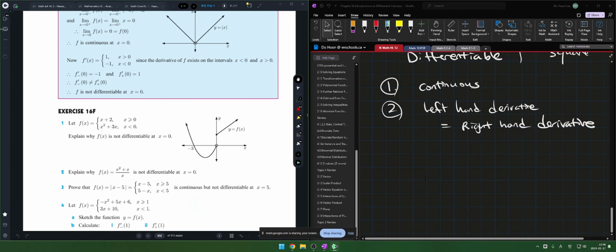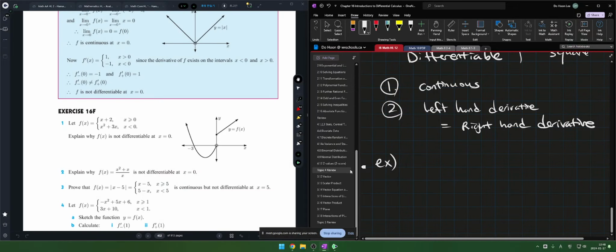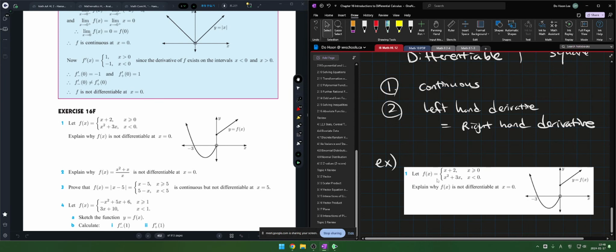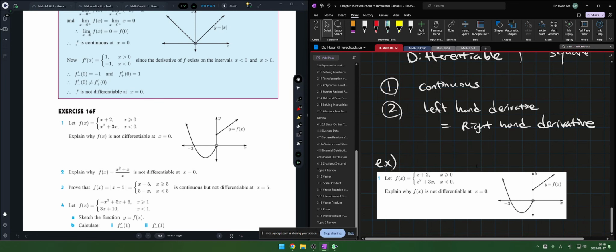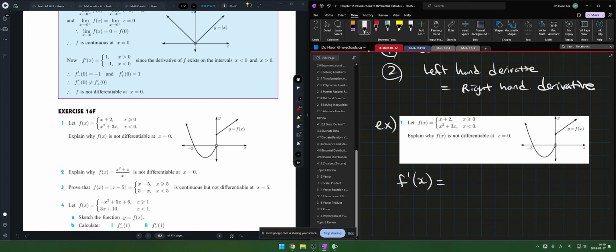Why don't we try this example number 1 here. Once again, just by looking at this, I think it's quite obvious that it's clearly not differentiable, just by looking at the graph. But then let's try to formally prove it. It wants us to tell why it is not differentiable at 0. Well, let's find the f prime of x on both.